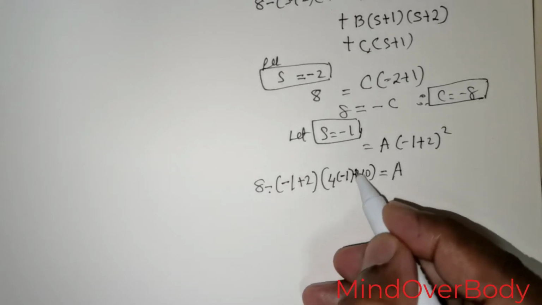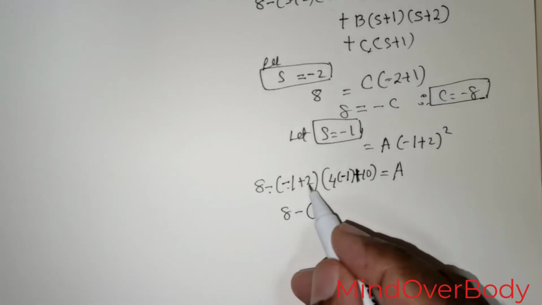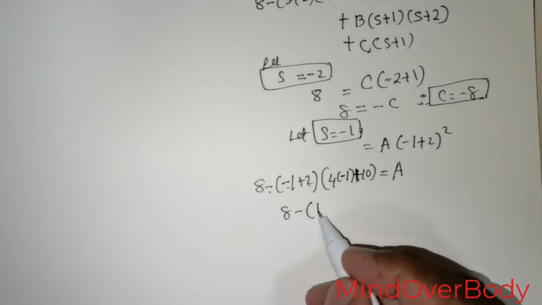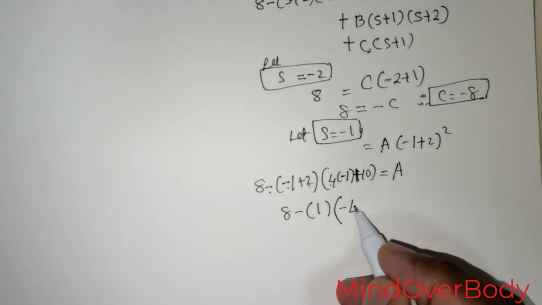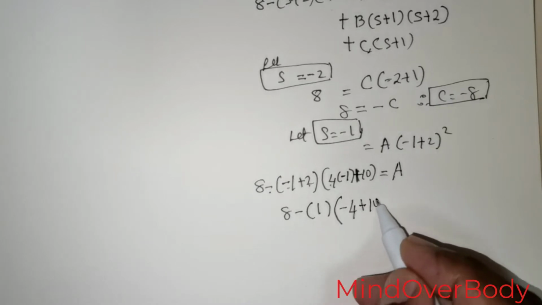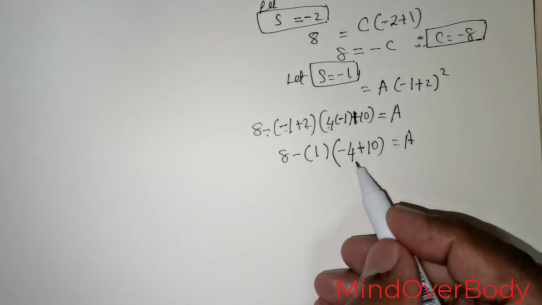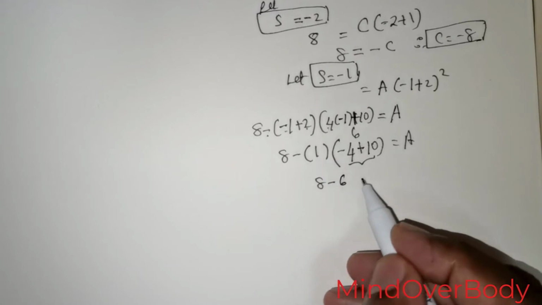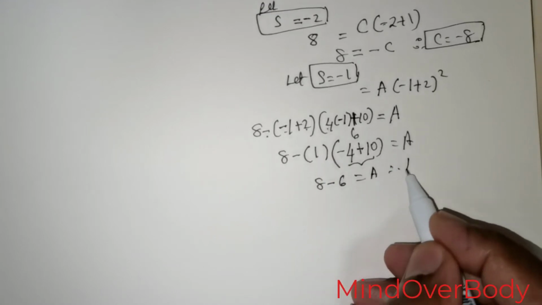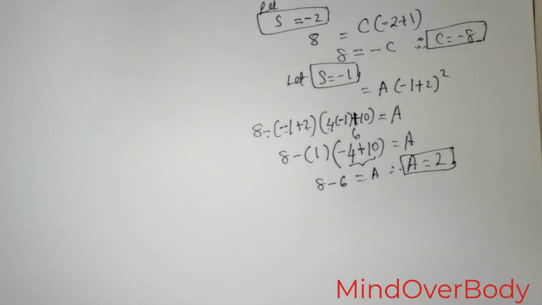So this is what I've got. So this is going to be 8 minus (negative 1 plus 2, which will be positive 1), and 4 times negative 1 will be negative 4, and positive 10, is equal to a. So this is going to give me 6, and 8 minus 6 is equal to a, therefore the value of a is going to be 2. So this is what I've got: a is equal to 2, and I've got a value for c.